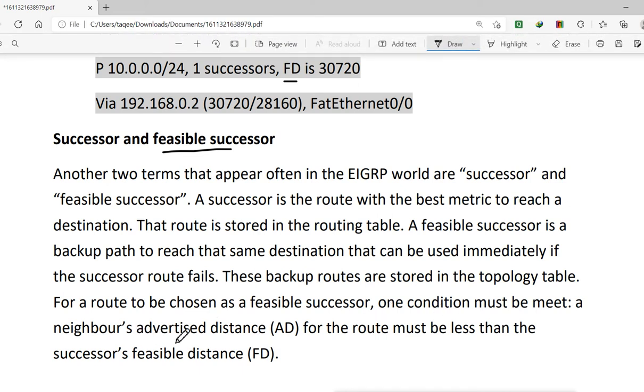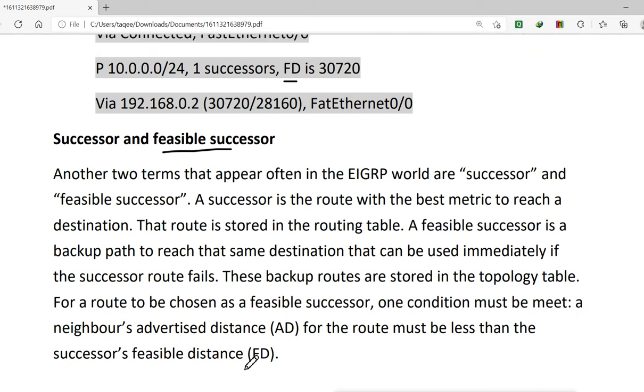A neighbor's advertised distance (AD) for the route must be less than the successor's feasible distance. So it is actually a second best path which is put into the topology table, and the best path goes to the routing table. The best path is called the successor, and the second best path is called the feasible successor. Very simple. As I said, it will reduce the convergence time.